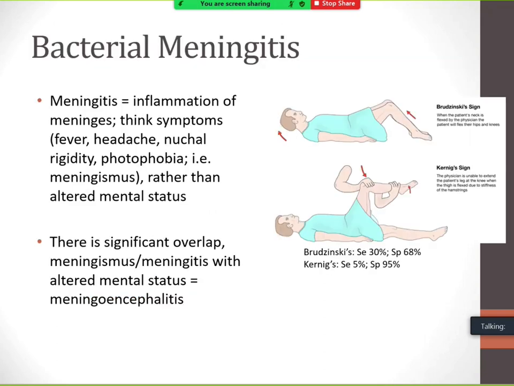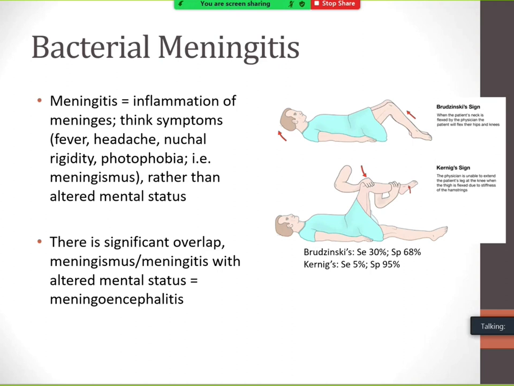So bacterial meningitis is an infection causing inflammation of the meninges, the lining around the brain and the central nervous system. The symptoms that you're going to hear: fever, headache, nuchal rigidity, photophobia. That whole syndrome is what meningismus is. So whenever you say this patient has meningismus, that's the symptoms, not necessarily the diagnosis. In true meningitis, you don't have altered mental status, but obviously there's a huge overlap between meningitis and encephalitis, so you get this meningoencephalitis syndrome.